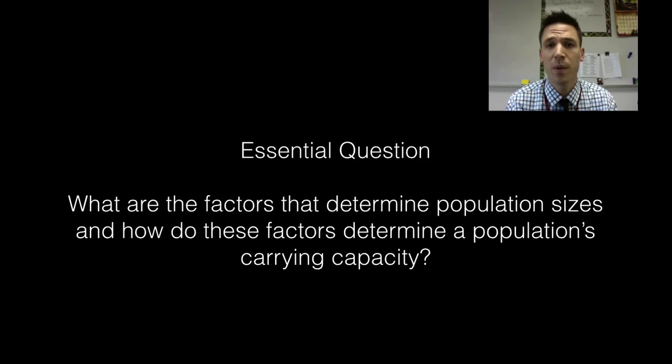So that's really all there is to population. Going back to our essential question, what are the factors that determine population sizes? Again, these are anything that cause higher or lower birth, death rates, immigration, emigration. We call those things limiting factors, and they can be abiotic or biotic. And how do these factors determine a population's carrying capacity? Remember that carrying capacity just means the maximum number that can be supported, so at the point when the population eventually levels off.